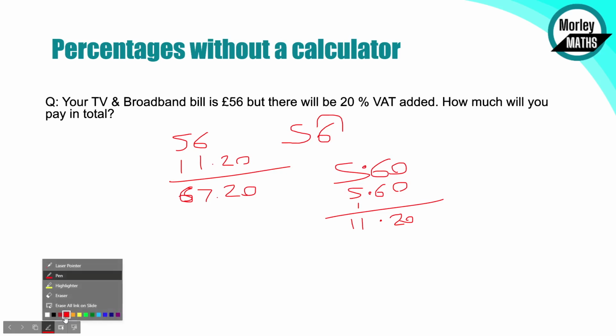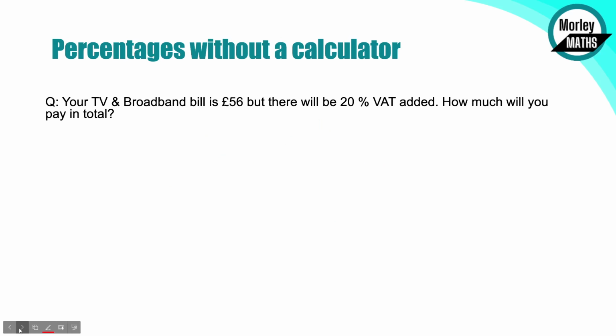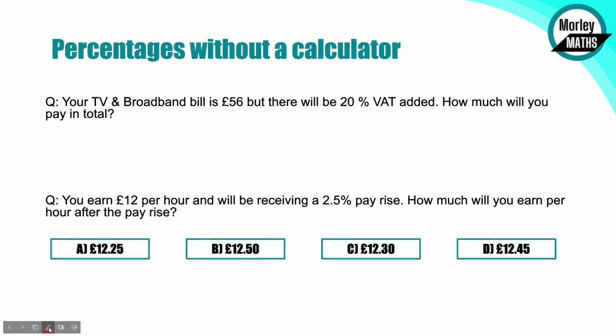So the next one then, you earn £12 an hour, you're going to receive a 2.5% pay rise. How much will you earn per hour after the pay rise? So again, we can find what 2.5% is if we halve it a few times.